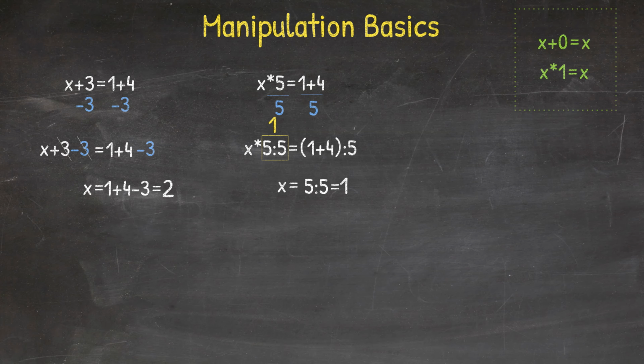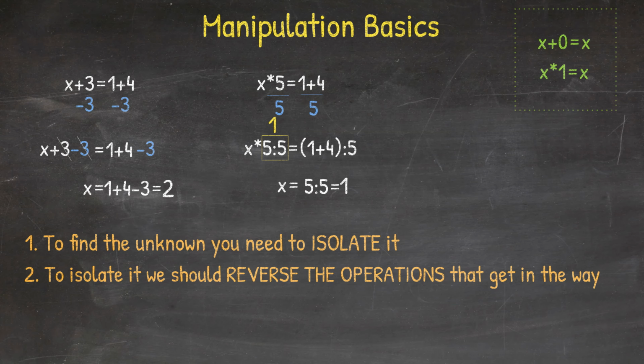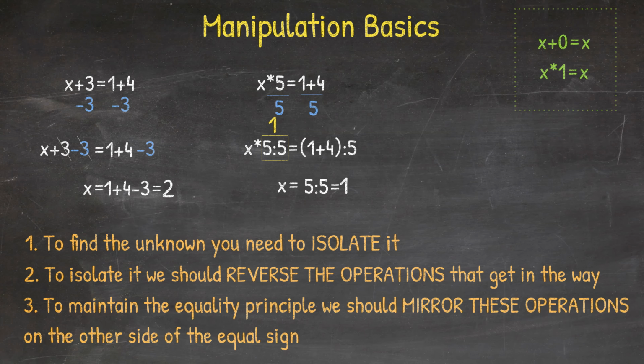Let's summarize. When given an unknown and asked to solve for it, we're using the following steps. First, we are trying to isolate this unknown on one of the sides of the equality sign. Second, to do so, we are reversing the operation that gets in the way. So in our examples, there were operations plus 3 and times 5 on the side of x. And we reversed them by subtracting 3 in the first case and dividing by 5 in the second. And finally, we need to maintain the equality principle, which means that we should mirror these operations of minus 3 and divided by 5 in our case, and apply them on the opposite side, so the equality is maintained.